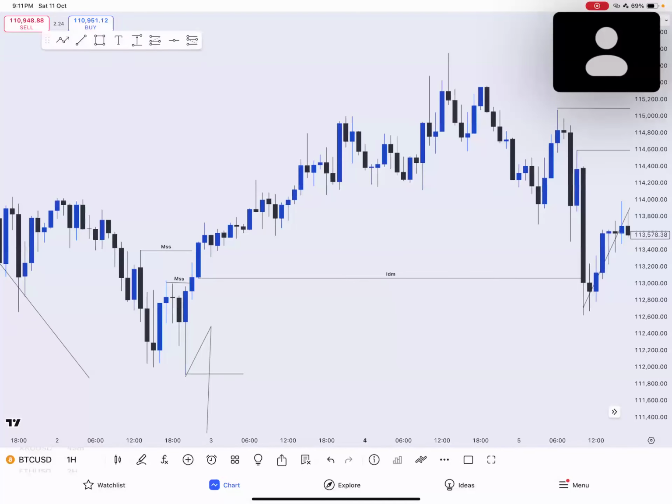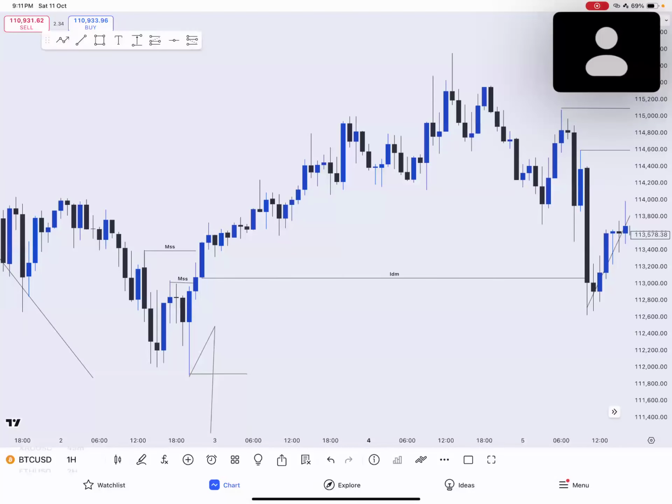So now that you've gotten the structure part of your strategy and the liquidity part of your strategy, which is your inducement, it's now time for the point of interest. For the points of interest, I make use of the OB and the BB. Now, the order block is what I'm going to talk about in this class.